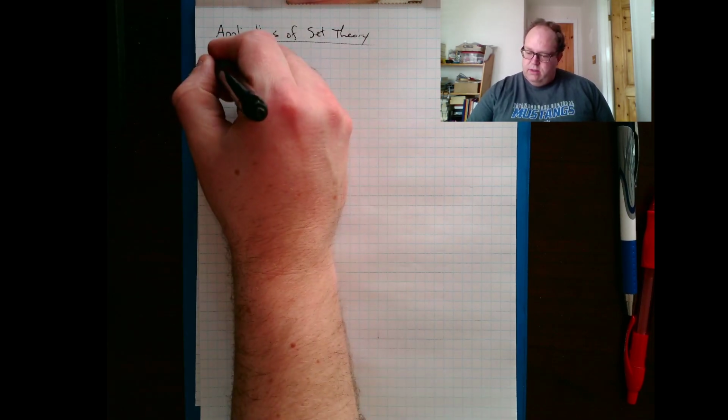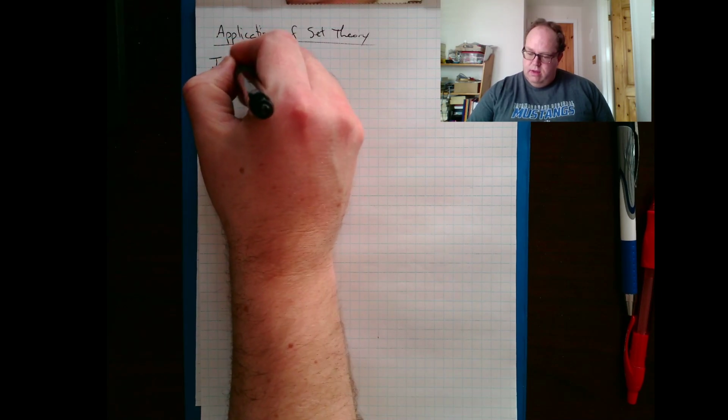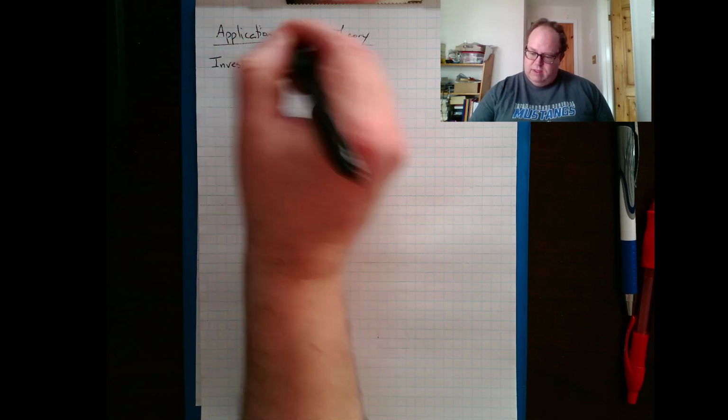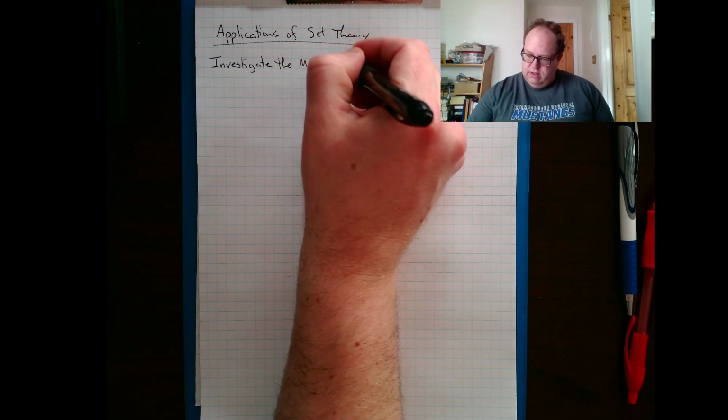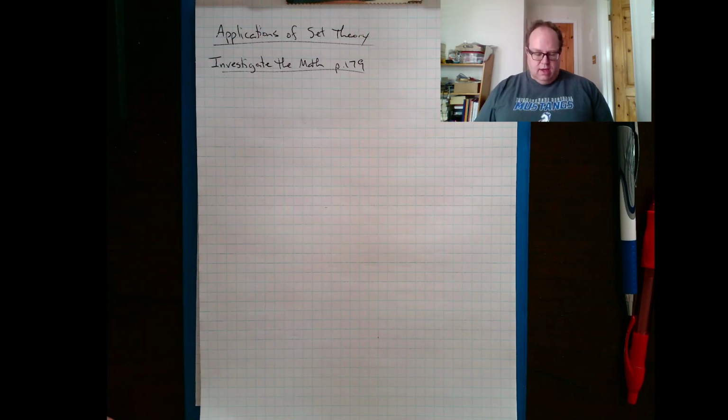Where I'm going to start is with the investigate the math discussion on page 179 of your text. And it sets up a description and asks for a certain point of data. And we're going to work through that.